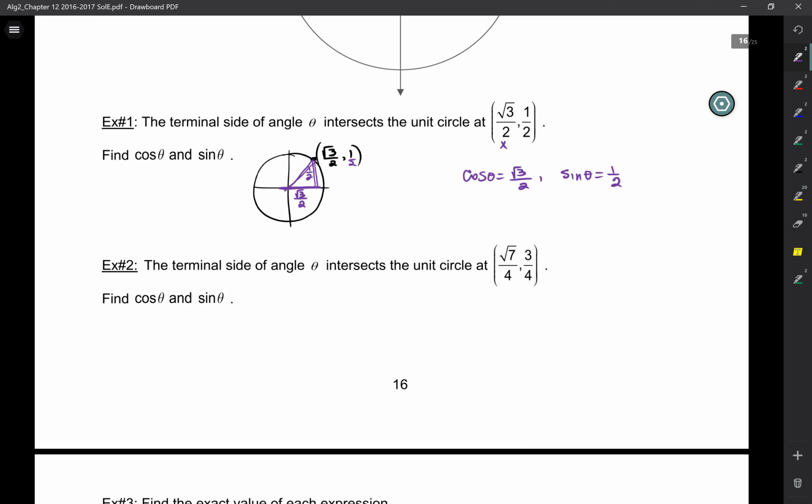Okay, what are the coordinates of this one? What's the x coordinate here? The x coordinate is √7/4, right? And what's the y coordinate? 3/4. Which one of those is sine of theta? Is it the x or the y? The y, so it's 3/4. And what's x? Cosine of theta, √7/4. All right, I'm going to give you guys one more example.